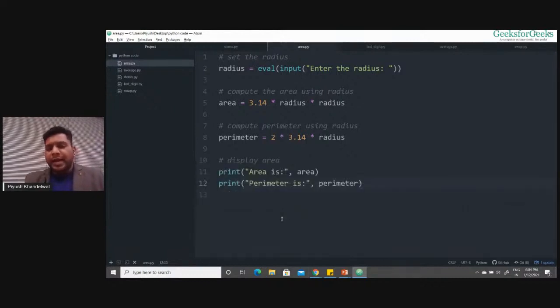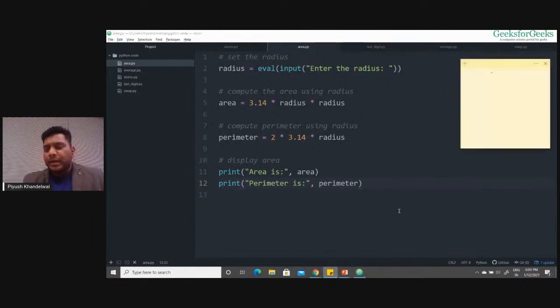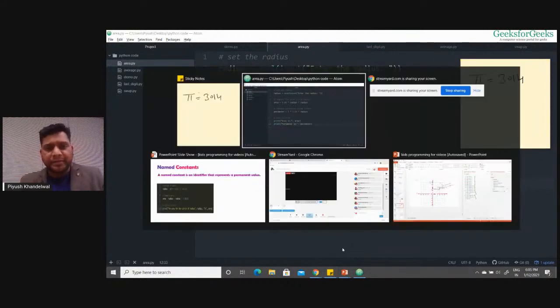One thing to note here is that I'm using the value of pi, which is 3.14, correct? Suppose your teacher said that this 3.14 means the value of pi is accurate to 2 decimal places only. Your teacher wants your program to be more accurate, suppose up to 5 decimal places. So first let me check the value of pi accurate up to 5 decimal places.